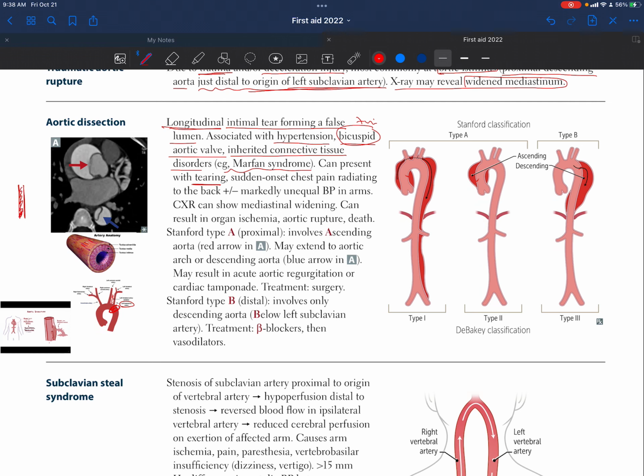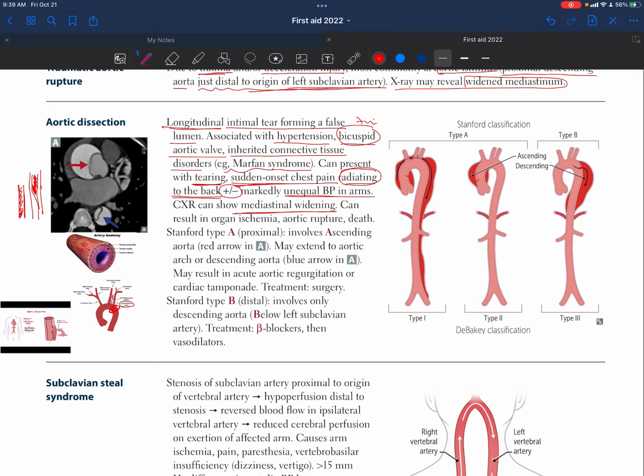the disease is tearing the aorta wall into two pieces in order to create that lumen. So this is the normal wall, and in this case something from within is tearing. There you go, so this lumen is the false lumen. That's why you feel the tearing sensation, and it is a sudden onset chest pain radiating to the back. So it does go to the back as well. Plus or minus markedly unequal blood pressure in the arms, a very noticeable pressure difference in both arms.